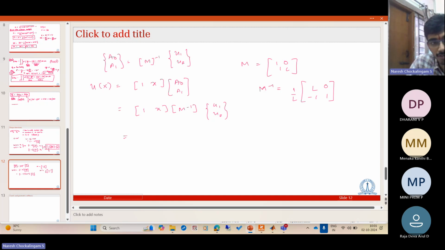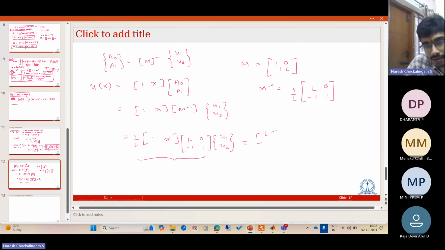So bring it back here. So you get it as 1 x. Take the 1 by L outside. You get L 0, minus 1 1, times u1 u2. Now multiply these, right? Don't multiply with u1 u2, multiply just with this. So we get it as L minus x by L.